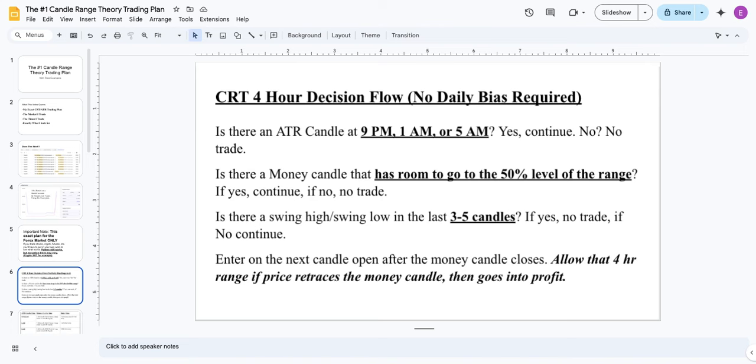The first question I ask myself: is there an ATR candle at 9 p.m., which is 2100 hours, military time? All times are Eastern Standard. Or 1 a.m. or 5 a.m. I have to see an ATR candle, and I'll show you what that is in a few screenshots if you're not sure what I'm talking about. But in essence, I want to see whether the ATR, average true range, has been exceeded by the close of the 9 p.m. candle, 1 a.m. candle, or 5 a.m. candle. If that happens, I keep going. If not, there is no trade for that pair, and I move to the next one.